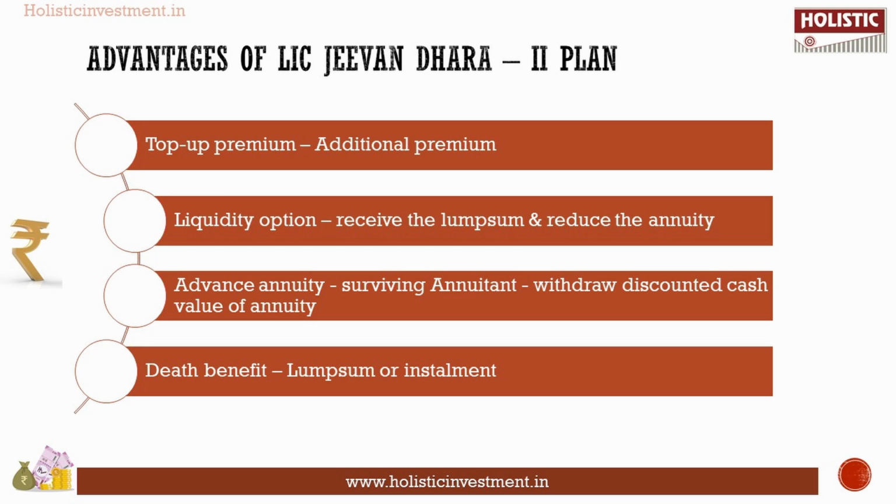Advantages. Top-up annuity. Option to increase the annuity by paying an additional premium at any time during the deferment period. Liquidity option. That is option to receive a lump sum amount in return for a reduction in annuity payments and other benefits. Advanced annuity option in case of joint life annuity option with return of premium. That is option to the surviving annuitant to withdraw discounted cash value of annuity payable. The annuitant has to choose either lump sum or annuitization for the payment of death benefit to the nominee.